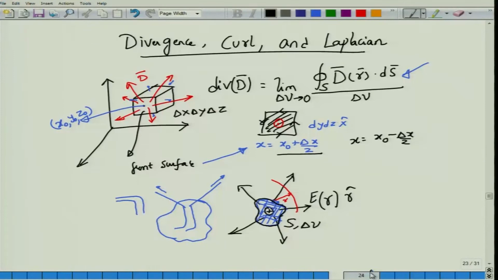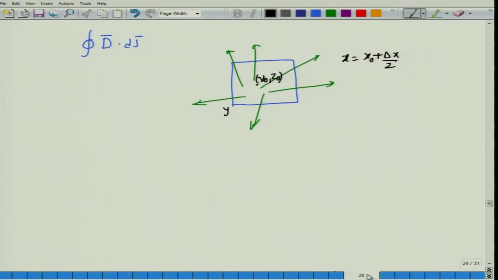Focusing our attention only on the front surface, I have to find out the value of this D vector by fixing x equal to x naught plus delta x by 2 and allowing it to vary with respect to y and z, in the limit of y naught minus delta y by 2 to y naught plus delta y by 2 and z naught minus delta z by 2 to z naught plus delta z by 2. Let us say I pick this particular point, okay.